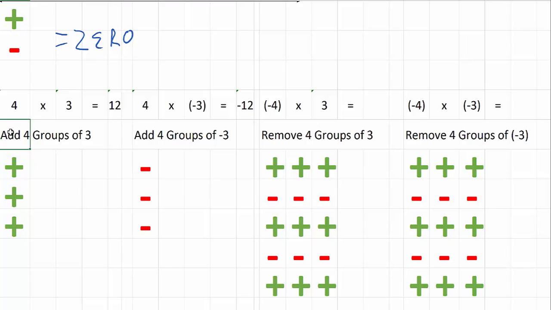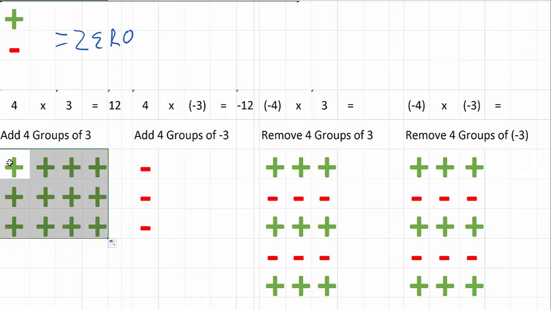We're going to interpret that as add 4 groups of 3. So there's a group of 3 right there, and we've added 4 groups of 3 to the grid here, and that number is a positive 12. So a positive times a positive is a positive.